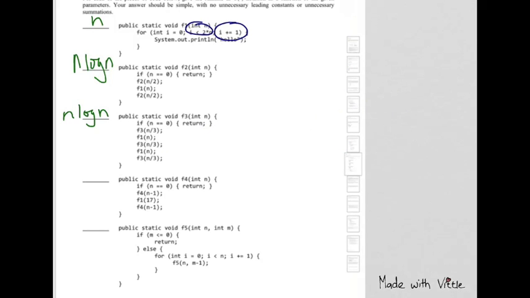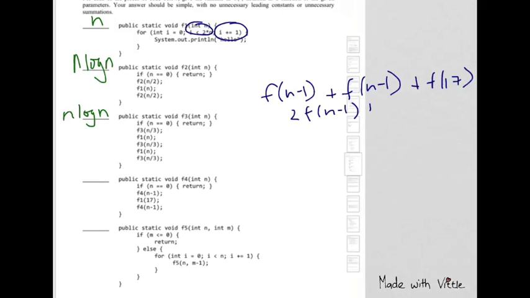If we look at the next example, F4 here, we'll see that we also have 2 recursive calls, and I'm going to write them out like an equation: f of n minus 1 plus f of n minus 1 plus f of 17, which is going to be constant time because it's in terms of 17, not n. We simplify that to 2 f of n minus 1, and we can cancel out the extra coefficients, because we want the simplest version of our equation.